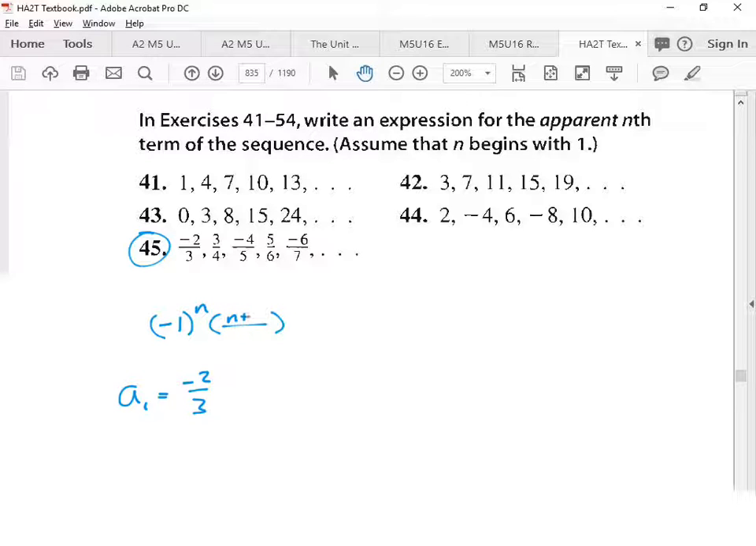How about adding 1 to the n? Would that give me 2? So what can I write on the bottom to give me 3? n plus 2. Okay, now does that work every single time? I don't know. Let's find out.